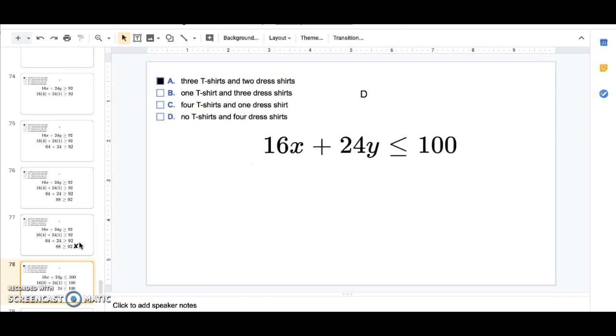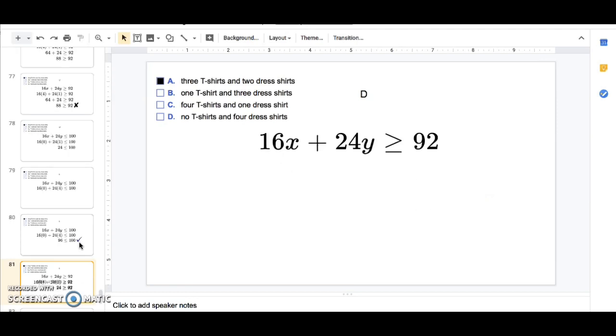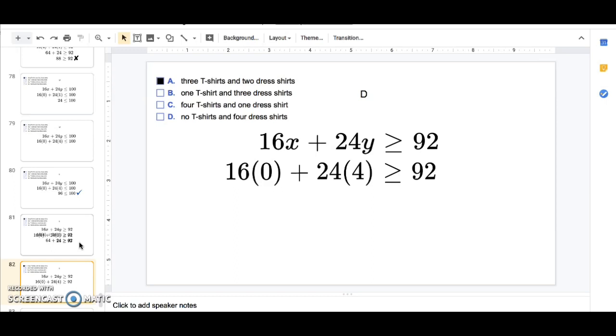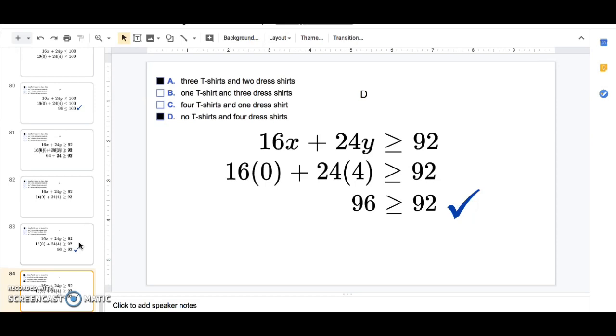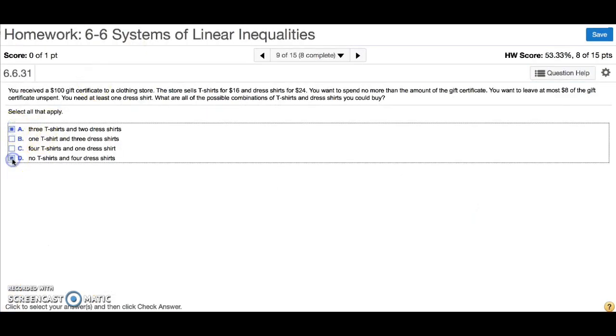So let's try D. 16x plus 24y is less than or equal to 100, and we have no t-shirts and 4 dress shirts, so 0 goes in for x and 4 goes in for y. So we have 96 being less than or equal to 100, which is true. So it works for the first one. Let's try the second. Again, 0 for x and 4 for y. We get 96 is greater than or equal to 92, which is true. So D is my second option. So then A and D would be my answers for the numbers I'm provided.